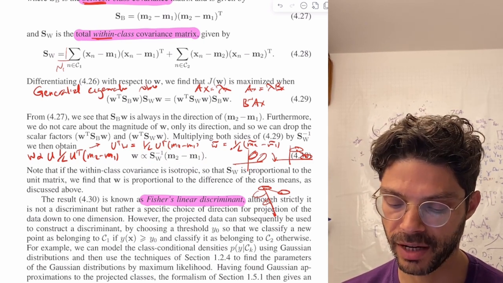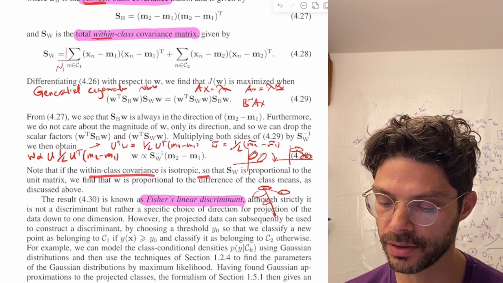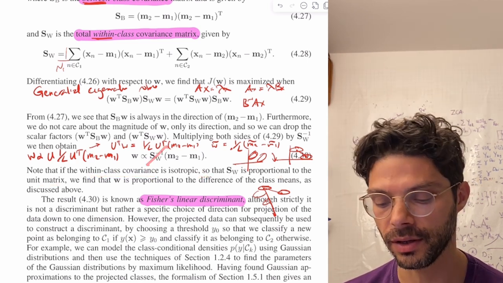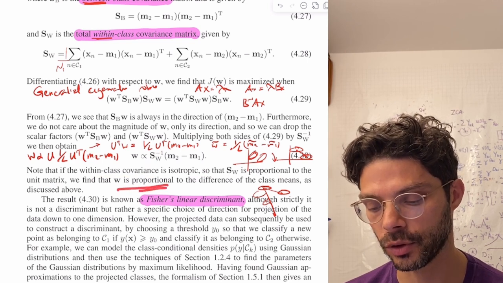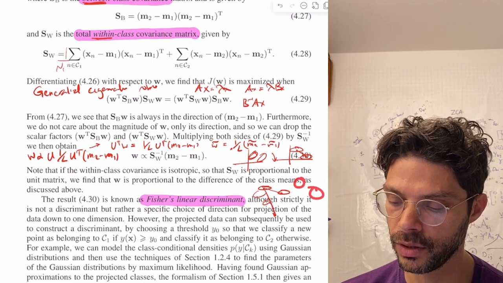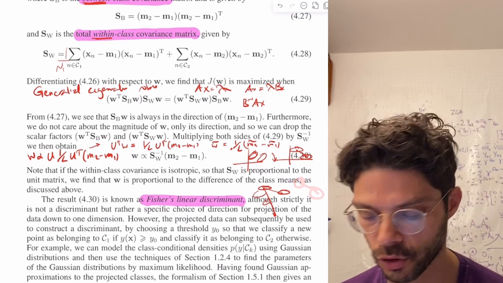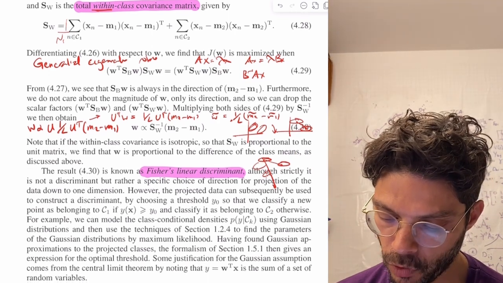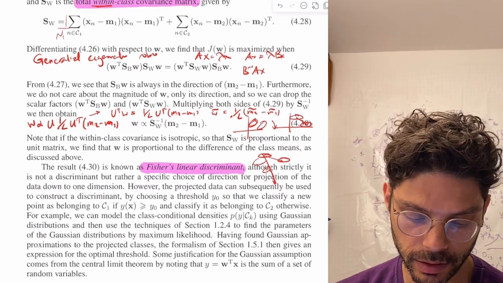And he said, note that if the within-class covariance is isotropic, so S_W is proportional to the unit matrix, the identity, then W is proportional to the difference of the class means. So if you've got two circles like that, then indeed you should separate them by the mean. Okay, so the result of this, let's erase all of this.